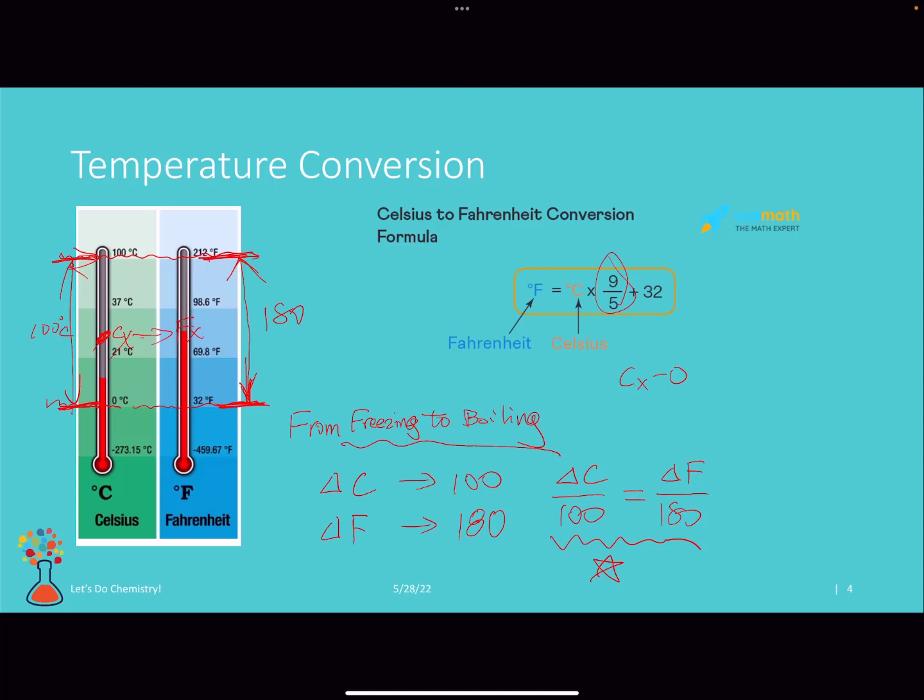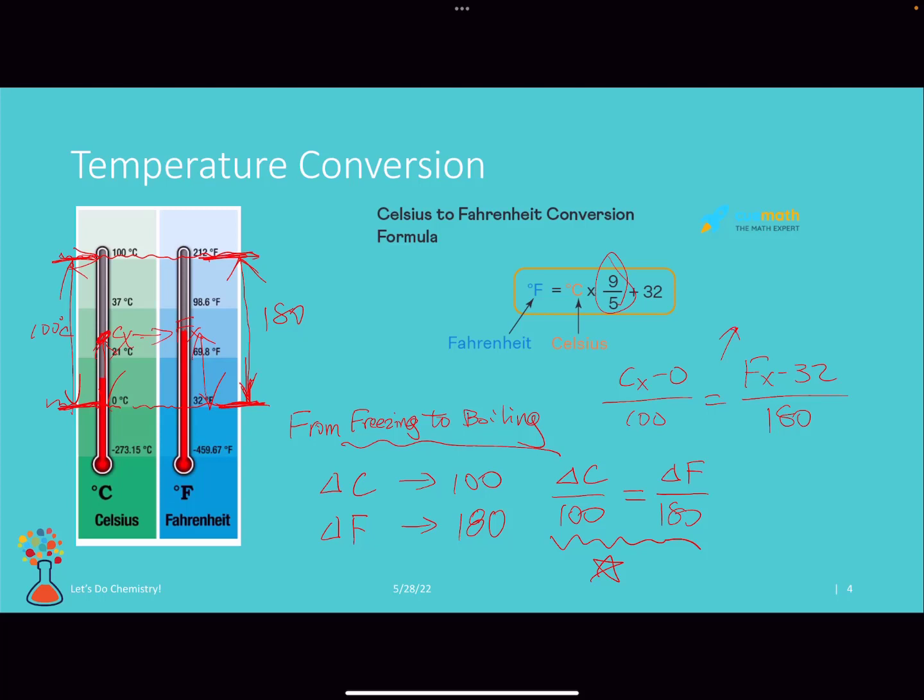You can use this or this, it doesn't matter. Cx minus 0, basically you figure out the difference for the change from 0 to Cx. This is over 100, and that equals the change from here to here, which is Fx minus 32 over 180. How are you going to simplify this? Let's do it very quickly.